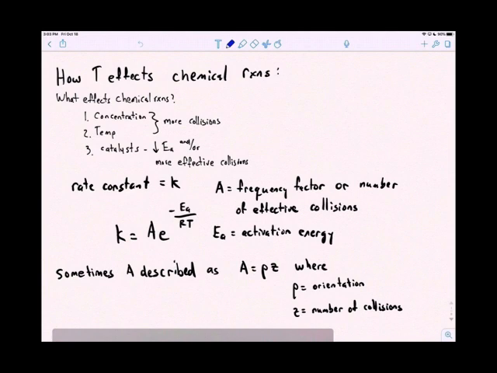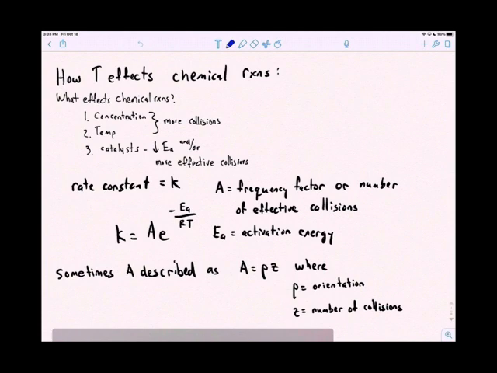First of all, how does temperature affect chemical reactions? So maybe back up. What affects chemical reactions? If we want to increase the rate, one of the ways we increase the rate is we increase the concentration. Another way is we increase the temperature. So the concentration and the temperature are both related because they have more collisions. So concentration is more stuff.